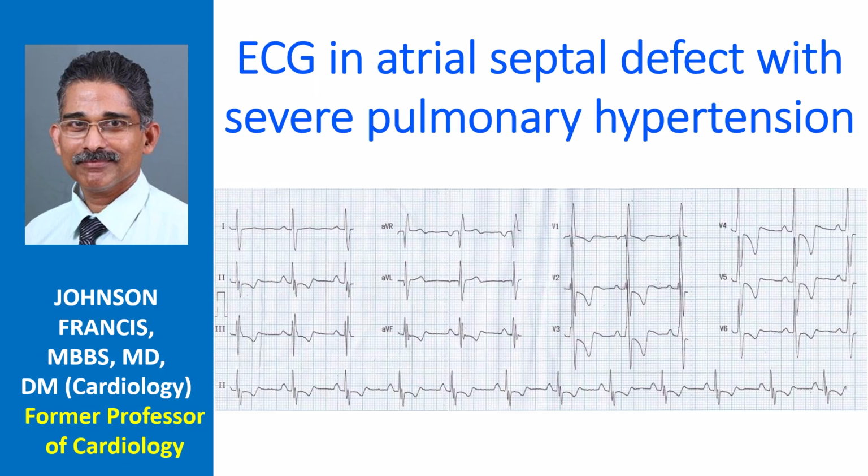ECG in ASD with severe pulmonary hypertension. Tall R prime in V1, ST depression in inferior leads and V2 to V5, and T inversion in inferior leads and V1 to V6 are seen.